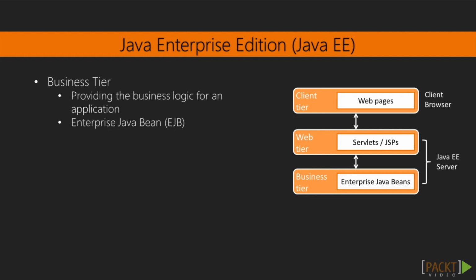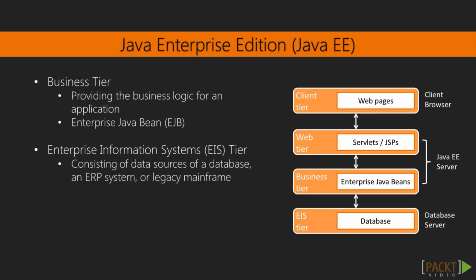In standard Java EE, the business logic is encapsulated in the form of Enterprise Java Bean, EJB. Both the web tier and the business tier run inside the Java EE server. On the ground level is the Enterprise Information System tier, or EIS tier. It consists of data sources that can be a database, an ERP system, or even a legacy mainframe. So Java EE is a 4-tier application architecture.